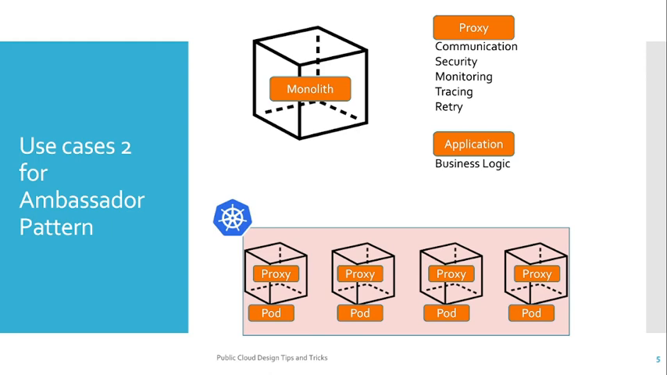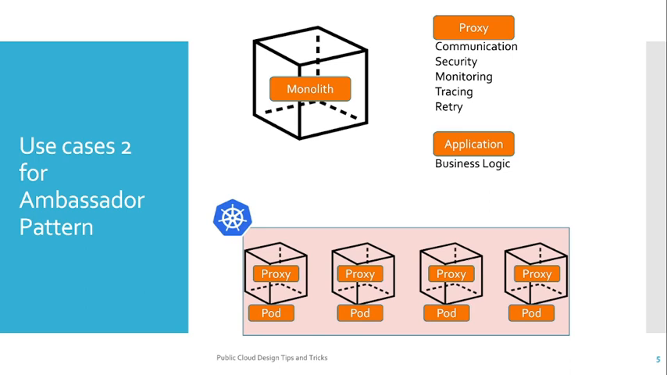Now let's try to understand use case 2. We have covered it in multiple videos. Mostly it is on the service mesh concept. Let's try to reiterate again. So when you have a monolithic system, then in that case, the communication, security, monitoring, tracing, retry, business logic, everything is generally clubbed into a single monolithic system.